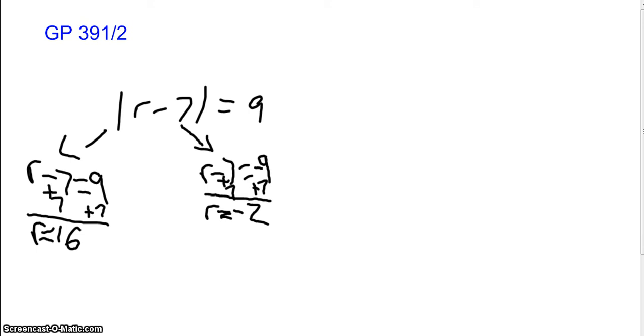Okay, so we have a nice pair of solutions. We have r equals 16. 16 minus 7 is 9, so the absolute value of 9 equals 9. And then negative 2. Negative 2 minus 7 is negative 9. Absolute value of negative 9, 9.